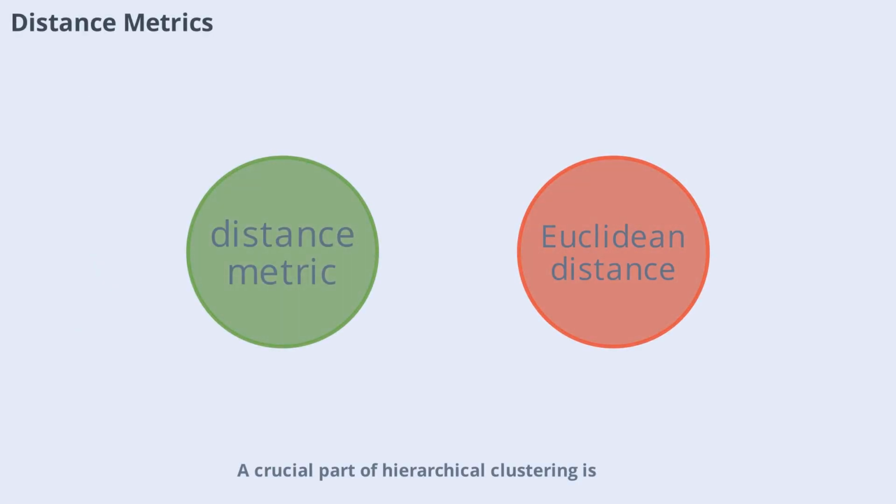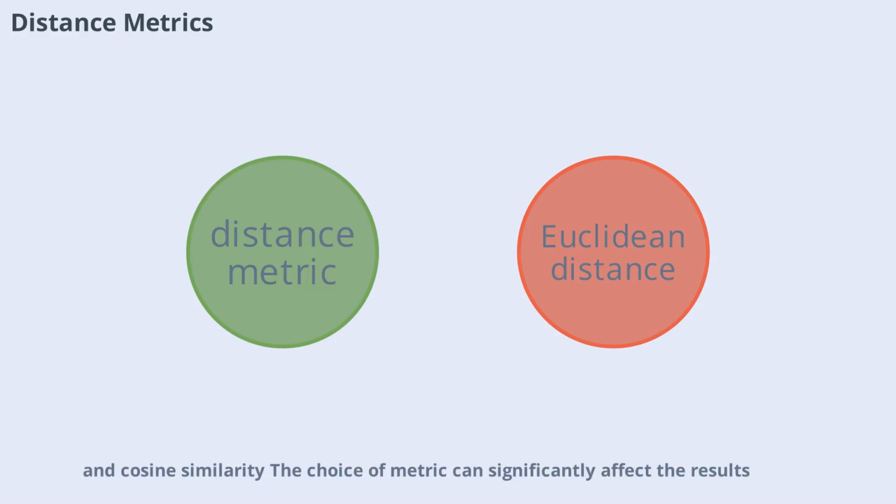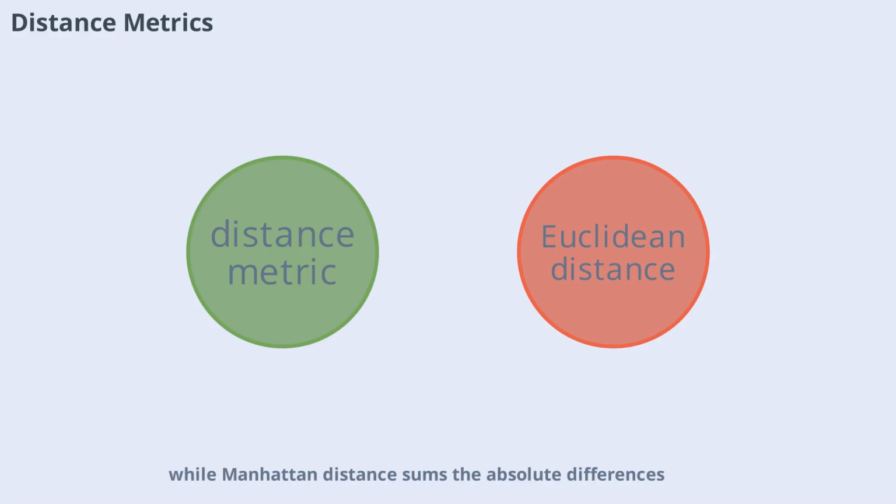A crucial part of hierarchical clustering is how you measure the distance between data points. Common distance metrics include Euclidean distance, Manhattan distance, and cosine similarity. The choice of metric can significantly affect the results, as it determines which points are considered close or far apart. For example, Euclidean distance measures straight line distance, while Manhattan distance sums the absolute differences.